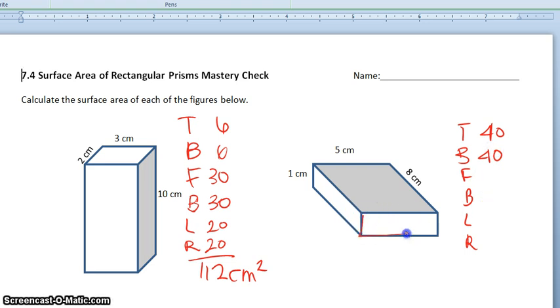The front, I could call this the front. The height is 1, I see that labeled right back there, and the length is labeled right back here, which is 5. So 1 times 5 is 5 for the front and the back. I know they're the same. The left side here is 1 by that distance, which is 8. So then I add those all together, and I get 86 centimeters squared.